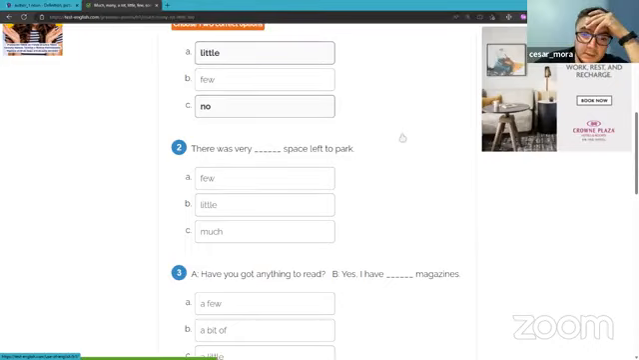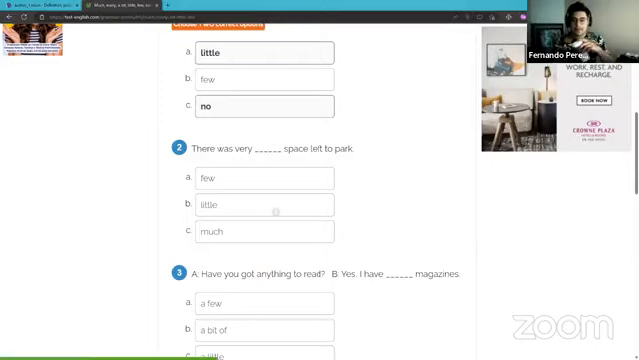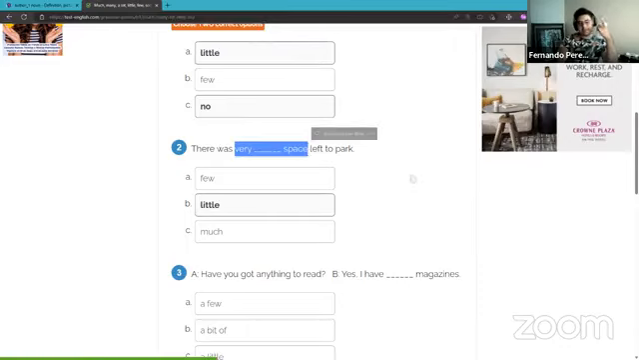There was very little space left to park. You are correct. Space is uncountable, so you need to use little. And we never say very much space. Never. So letter C. Very much is when you describe an action, when you say, I love you very much. In that case, yes. But if you describe a noun, you never use very much. Never. Okay?